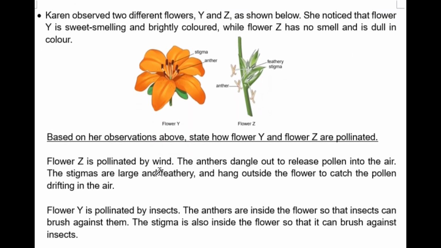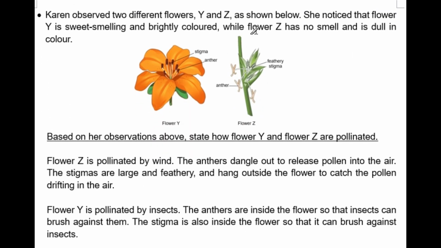Karen observed two different flowers, Y and Z, as shown below. She noticed that flower Y is sweet-smelling and brightly colored, while flower Z has no smell and is dull in color. Based on her observations above, state how flower Y and flower Z are pollinated.